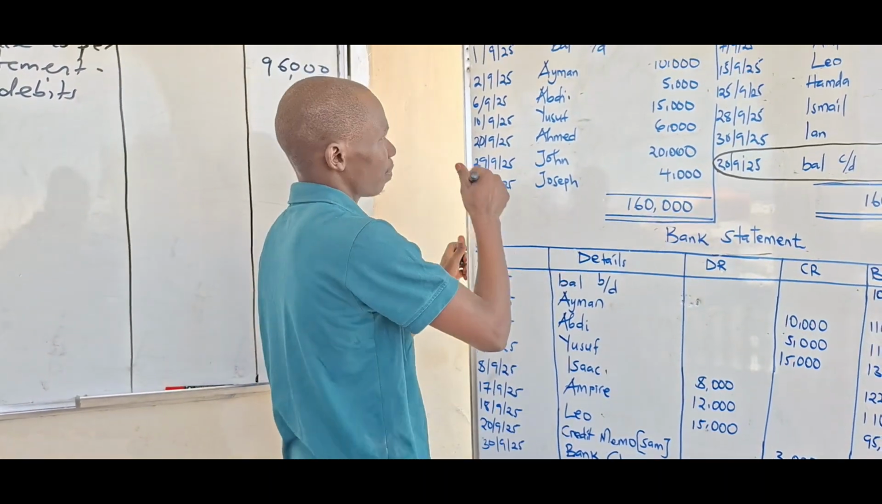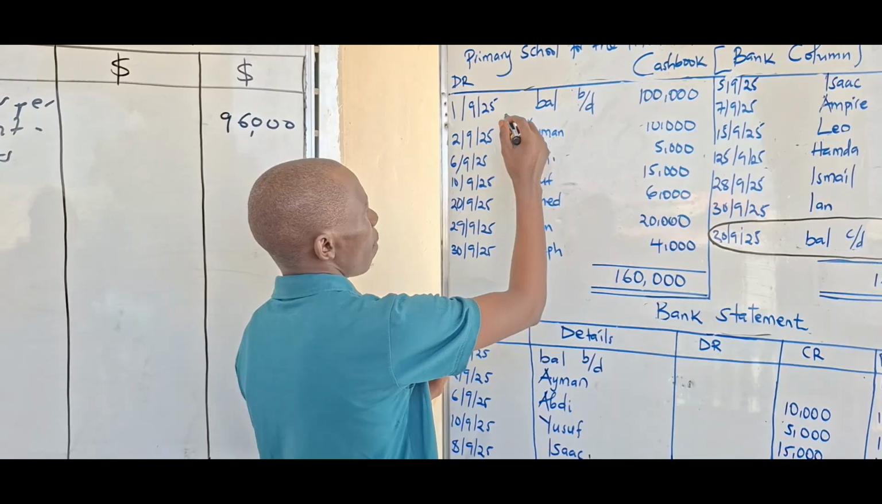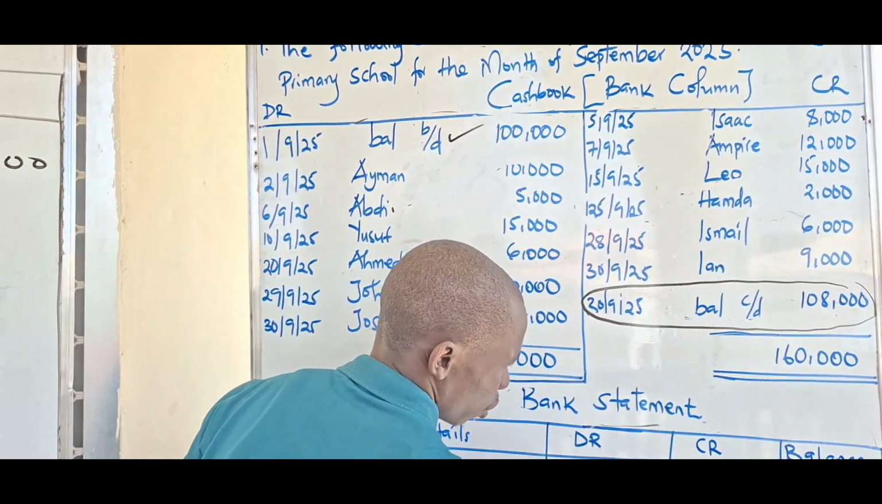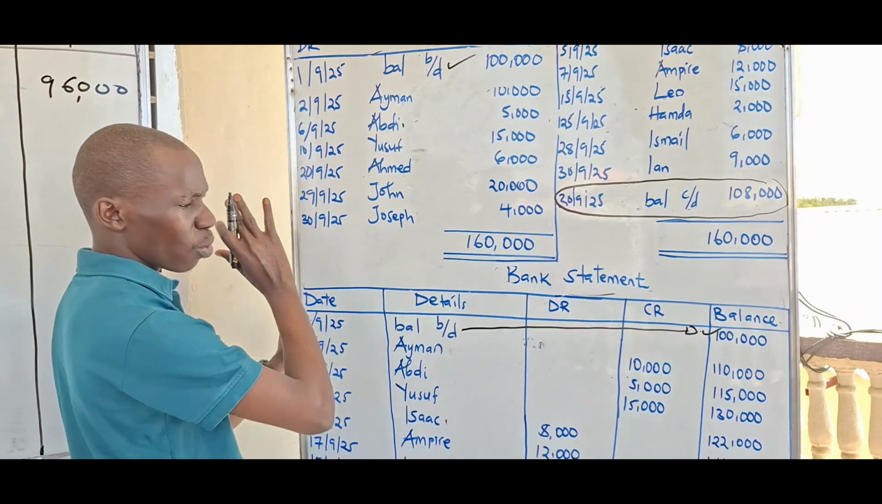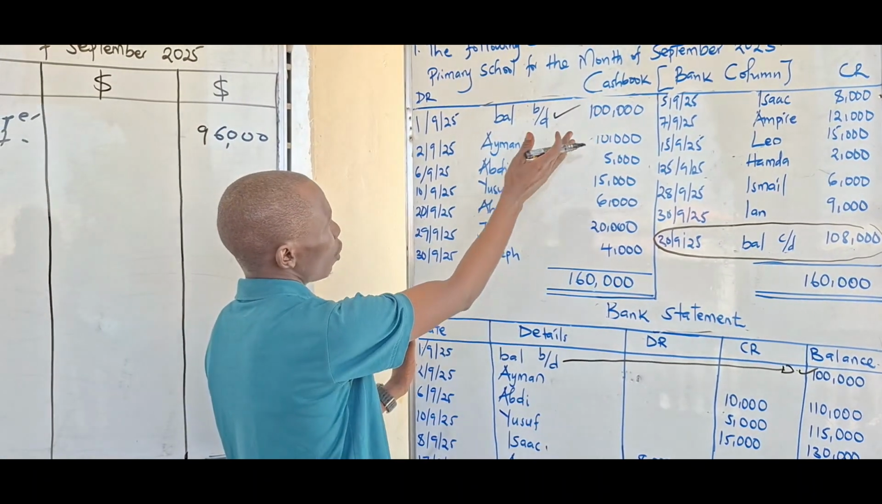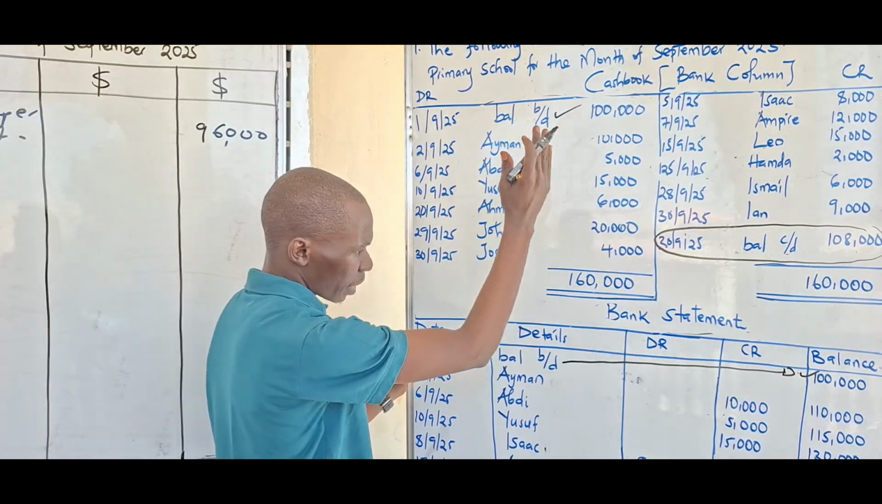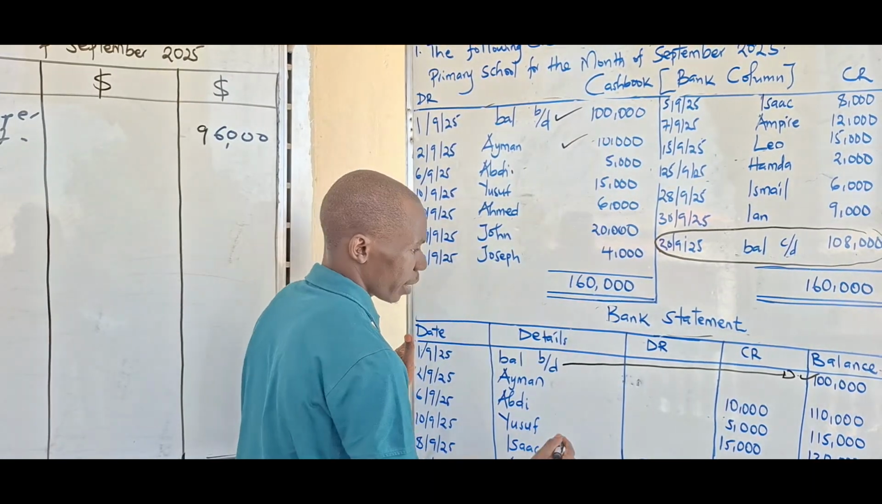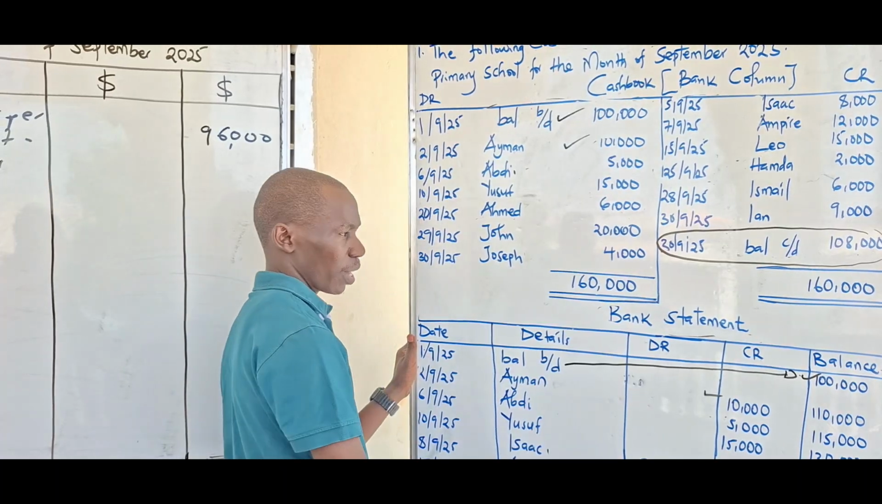Let's start before we even handle that. Balance brought down, it was 100. Even here, balance BD, it was 100. Clear that so that you don't look at 100 till you finish this number. Ayman is on the debit side of the cash book. We expect him on the credit side of the bank statement. We shall take him there. We shall take 10,000. Well clear.